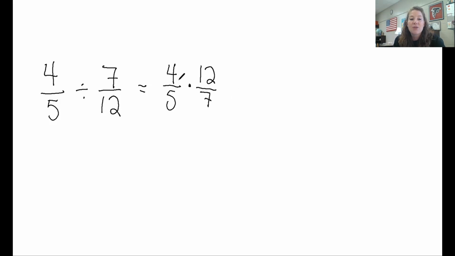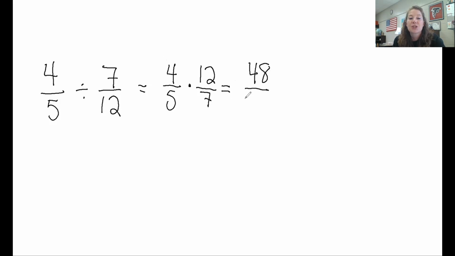All right, so let's see. Can I simplify up and down? Can I make these numbers smaller? Nope. What about diagonally? Can I divide 4 and 7 by the same number? Nope. 5 and 12? Nope. So I just have to use what I have. So I'm going to multiply straight across. So 4 times 12 is 48.